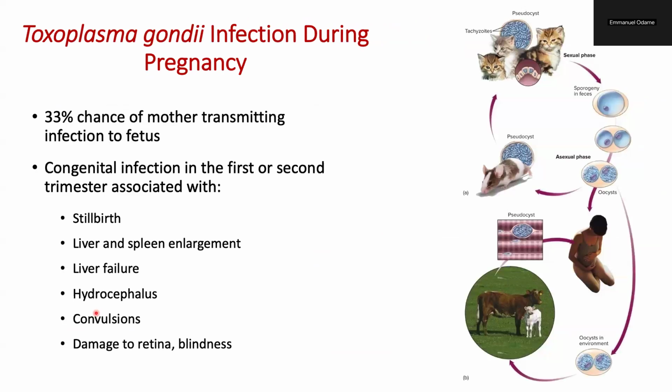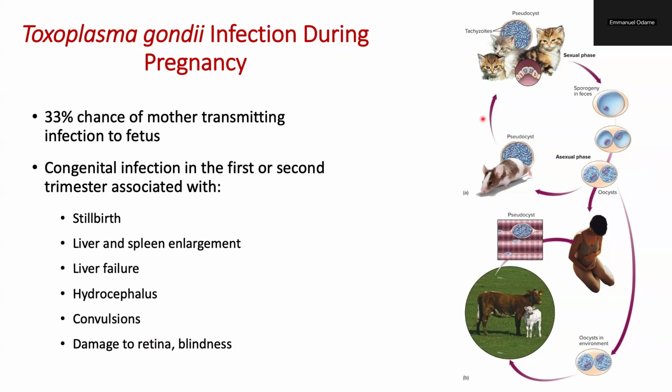So now let's discuss Toxoplasma gondii infections during pregnancy. There is about a 33% chance of mother to fetus transmission. That's when the mother has it, they have about a 33% chance of transmitting to the fetus. It causes congenital infections in the first and also second trimesters, which are associated with stillbirth, liver and spleen enlargement. You have sometimes liver failure, you have convulsions, and also damage to the retina, which will obviously lead to blindness.